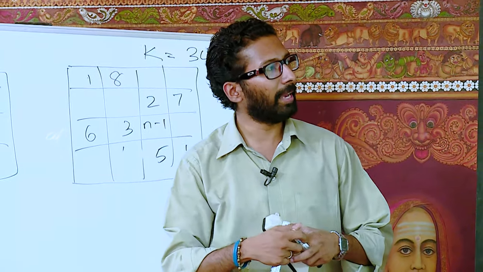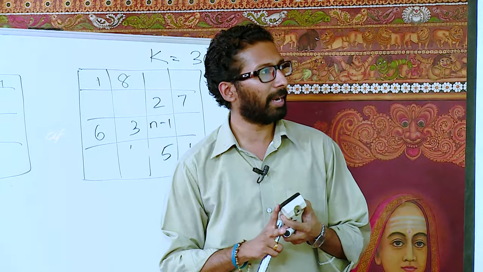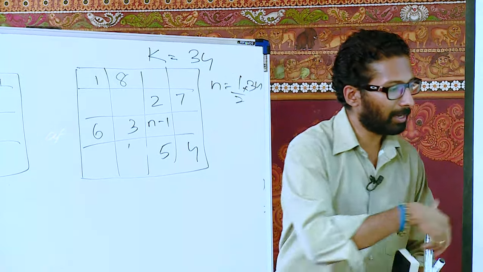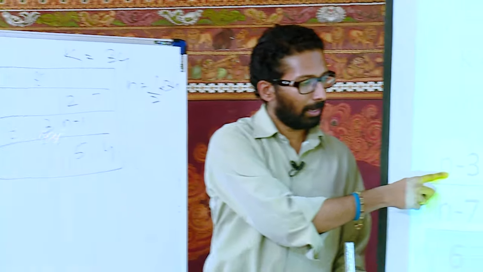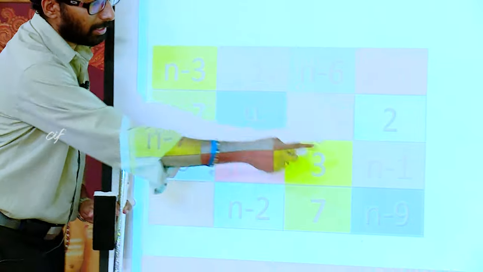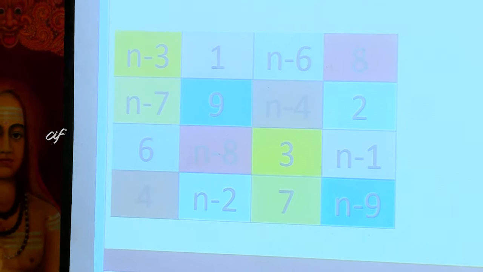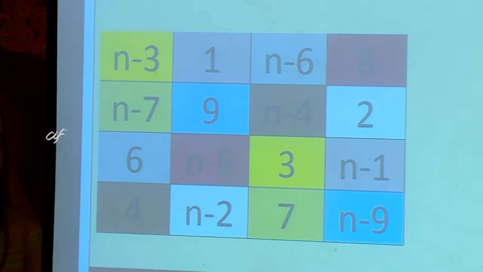So take the magic constant, take half of that, and subtract this number, so that has to come here. And whatever number is here, n minus 1 will be there, diagonally alternate. Same logic, the logic is not changing at all.